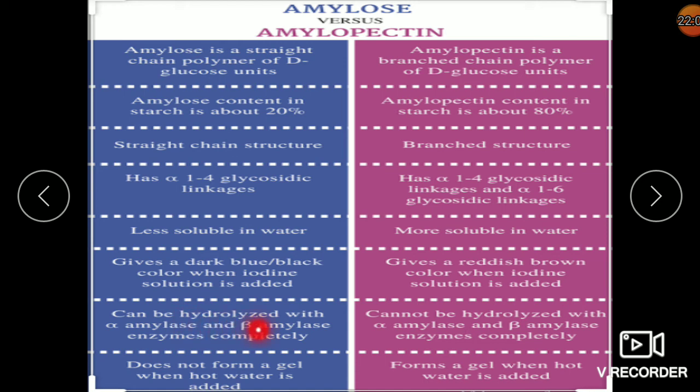Now next point, hydrolysis. On hydrolysis with alpha and beta amylase enzymes, amylose hydrolyzes completely, but amylopectin cannot be hydrolyzed completely with amylase enzyme. Amylose does not form a gel when hot water is added, but amylopectin forms a gel when hot water is added. So when you boil rice in hot water, you get a sticky gel kind of thing, right? That is due to this amylopectin.